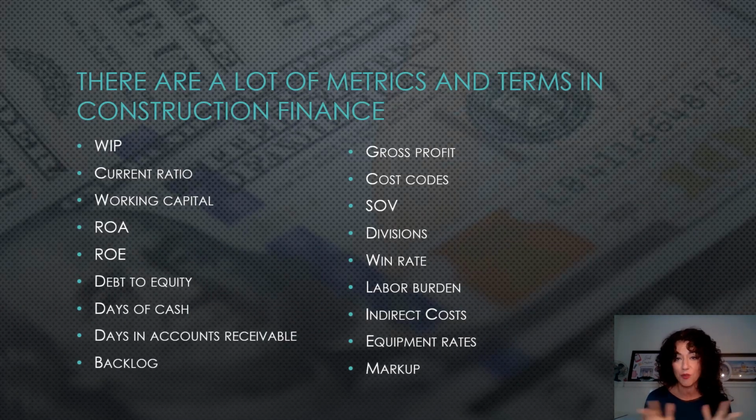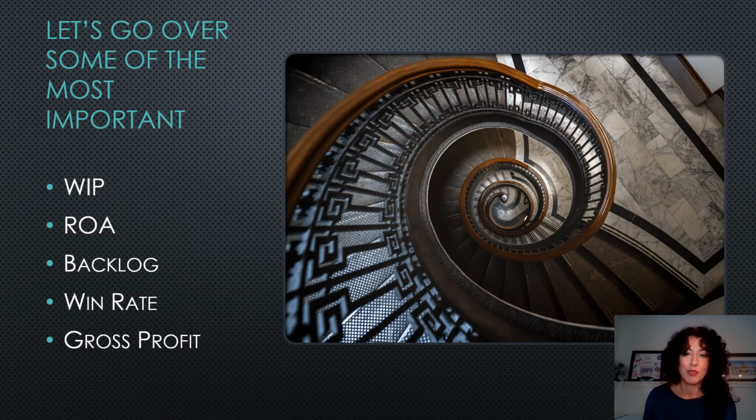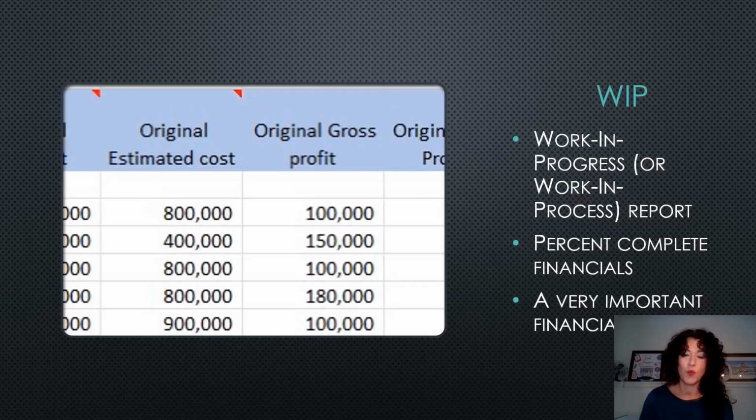I put just a laundry list on the screen so you can see how many different terminology there is just within a quick brain dump of acronyms and names and things that we talk about, and they may be confusing. They may not mean the same thing whenever you hear them thrown around. So today I'm going to pick 5. We're going to talk about just those. The 5 that I picked for today are WIP, which is one of my favorites, ROA, backlog, win rate, and gross profit. We're going to start with WIP.